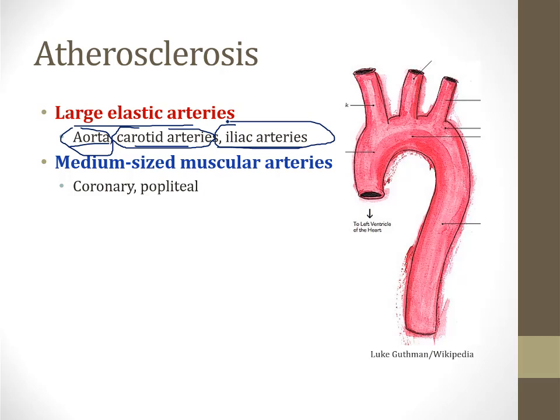The other type of blood vessel that develops atherosclerosis are medium-sized muscular arteries, and the main one here are the coronary arteries, but also the popliteal arteries in the leg. And because these vessels are commonly affected by atherosclerosis, that's why people develop coronary disease.